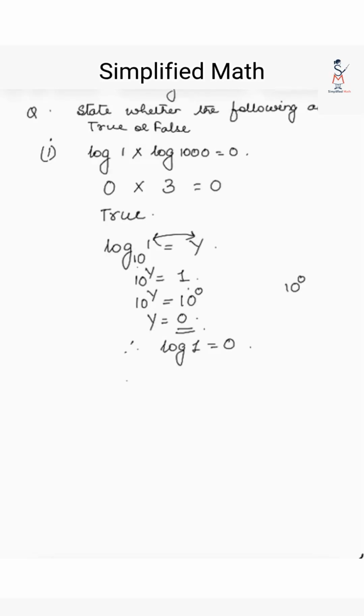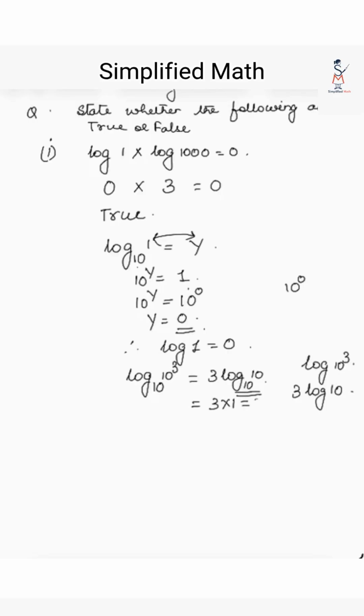Now let y be log 1000. Log 1000 can be written as log to the base 10, 10 raised to the power 3. We know that if there is any log with a power, the power comes in front. So this can be written as 3 log 10 to the base 10. Its value is 1 because any log with the same base and number is always 1. So this will become 3 into 1, that is 3.